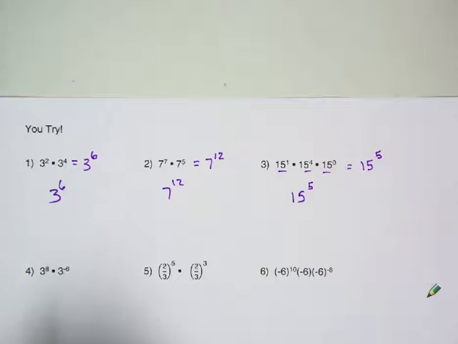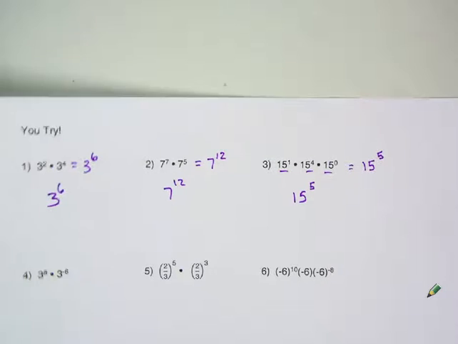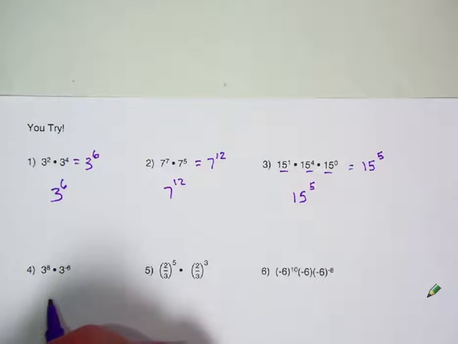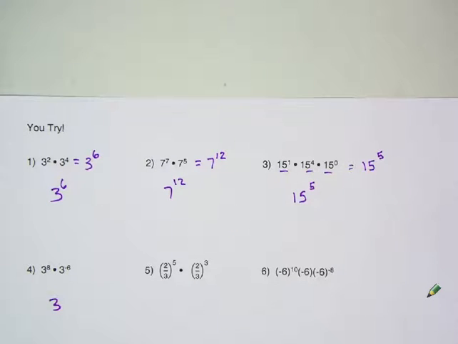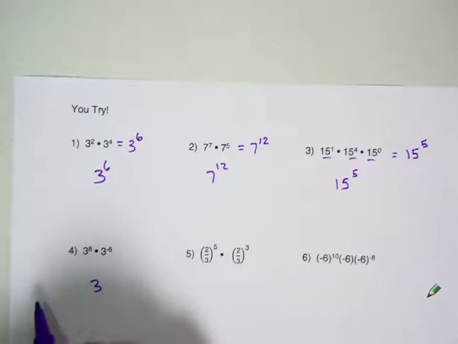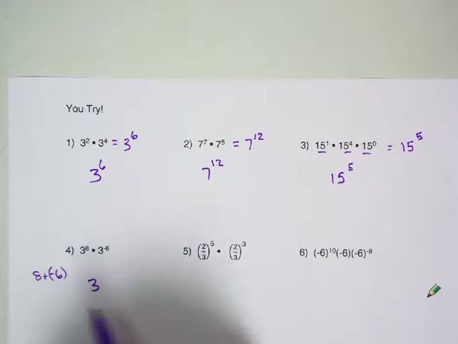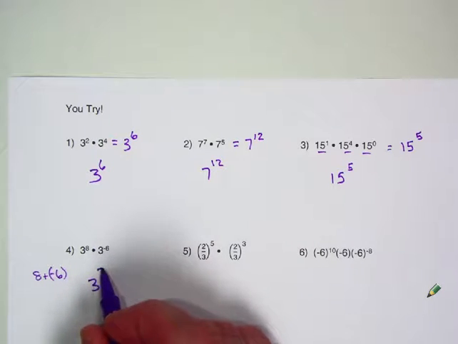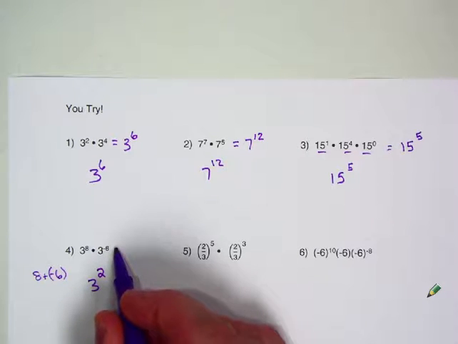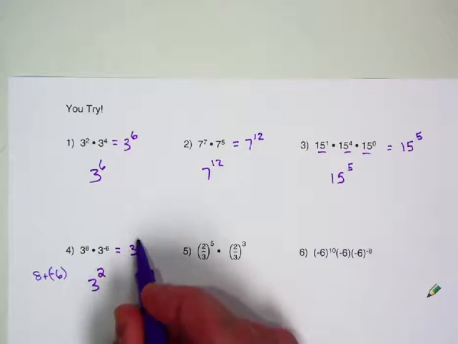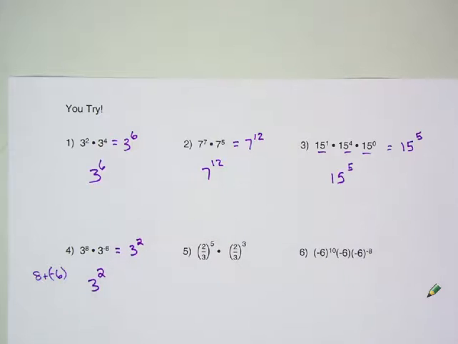3 to the 8th times 3 to the negative 6th. Even the negative exponent doesn't change the strategy. I keep the base of 3, I add the exponents. And if I have to, I might even come over here to the side of my paper. 8 plus negative 6. If you remember our integer rules, we will actually subtract them and keep the sign of the larger. 8 minus 6 is 2. The 8 is positive, so my answer is 3 to the 2nd power. 3 to the 8th times 3 to the negative 6th is 3 to the 2nd.